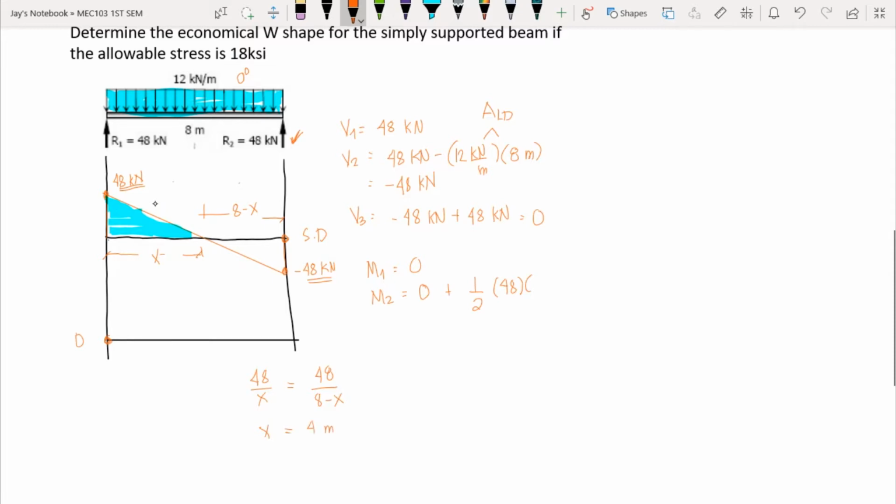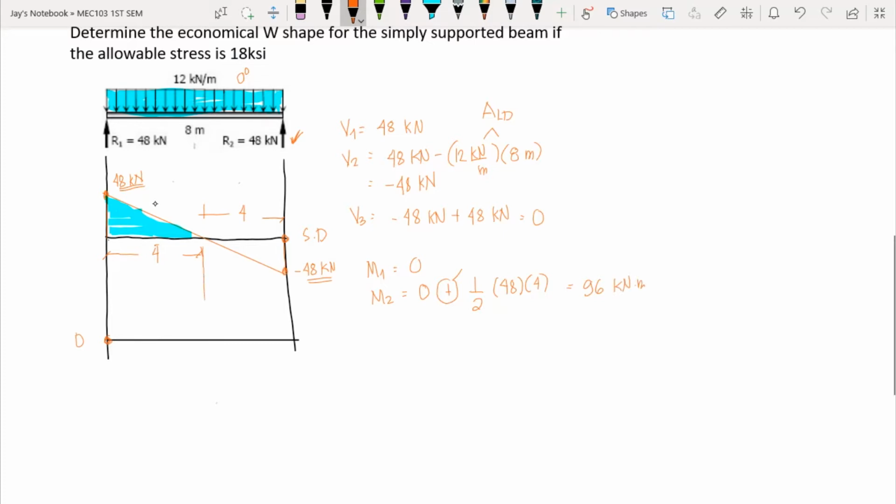So we have the value of x here equals 4 meters. If you try to solve it using your calculator, x is 4 and the width here is 8 minus x, that is 4 as well. So let's go back to the computation of our moment 2. So we have 48 times 4, and again this is positive since we have positive area because our area here is located above the reference line. So we have 1/2 times 48 times 4. This gives us 96 kilonewton meter.